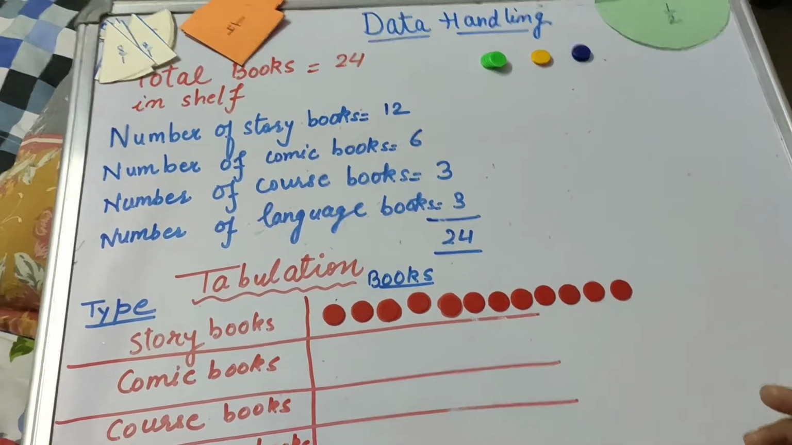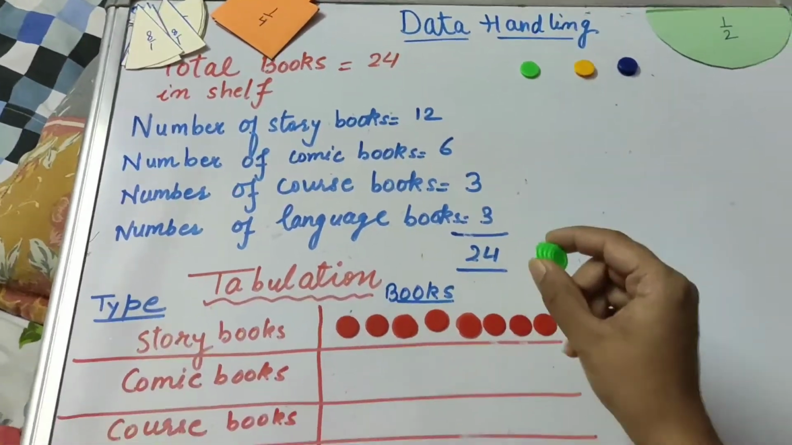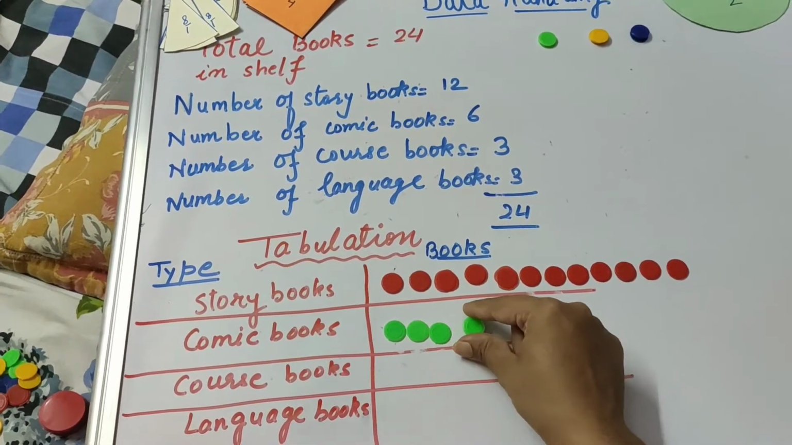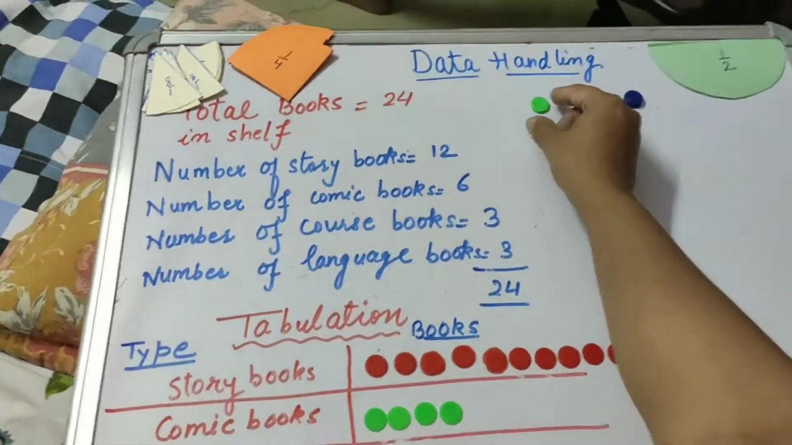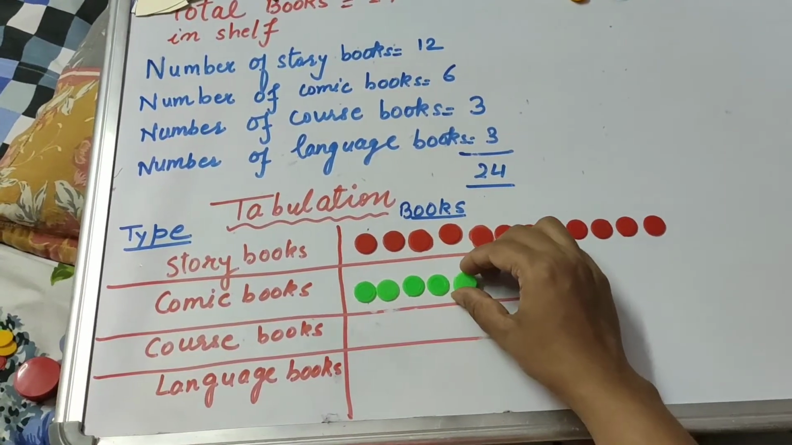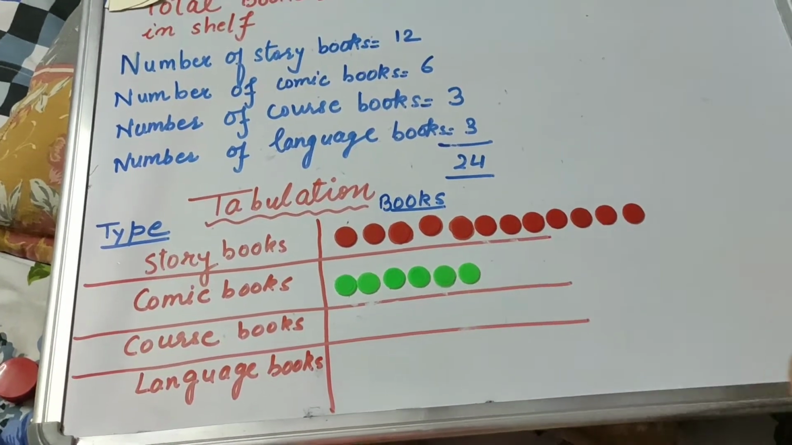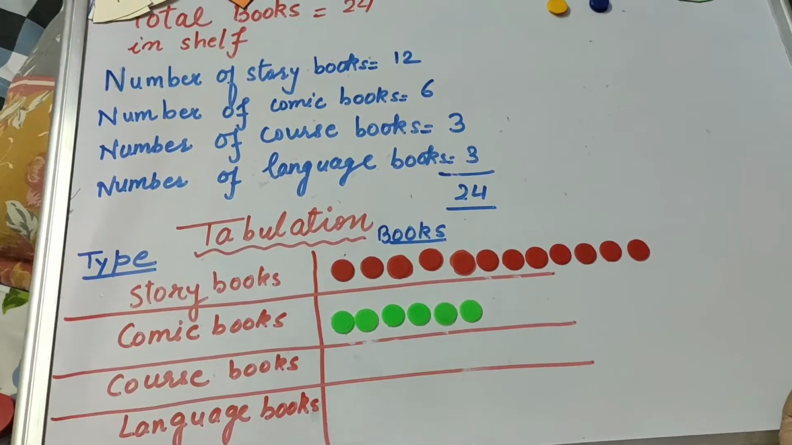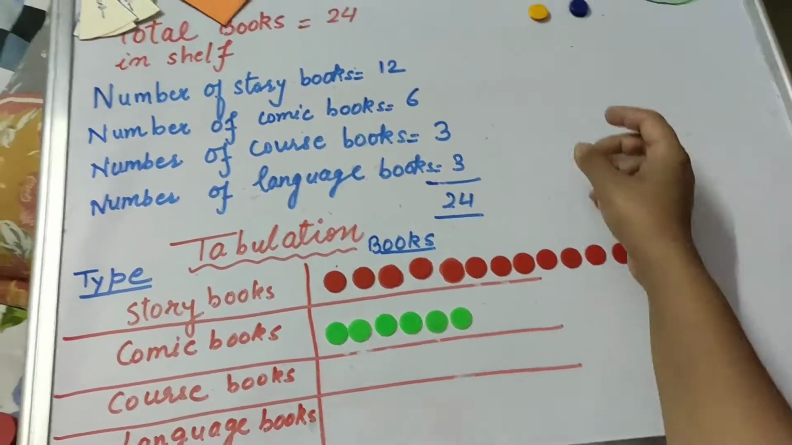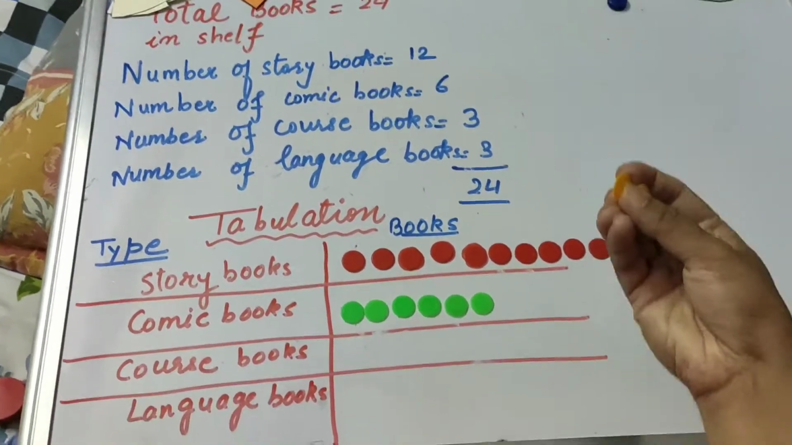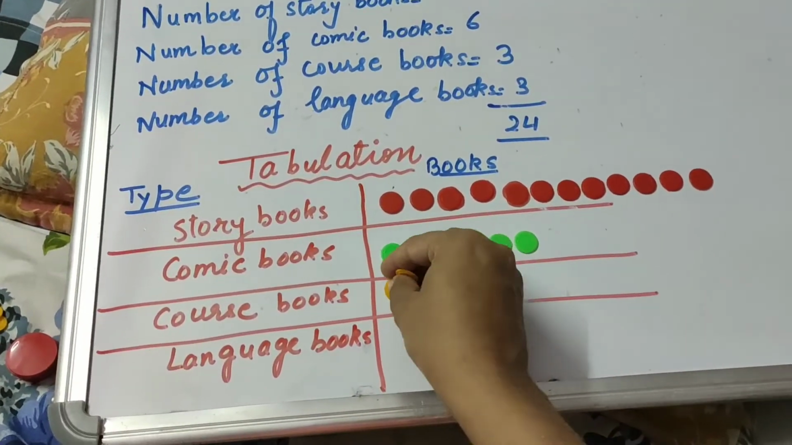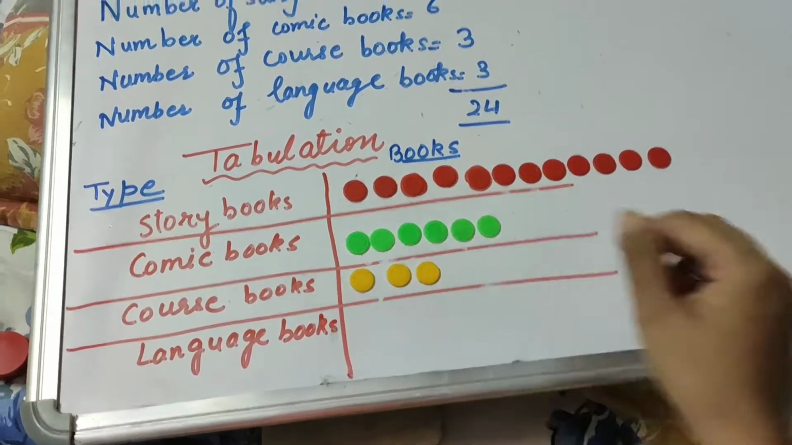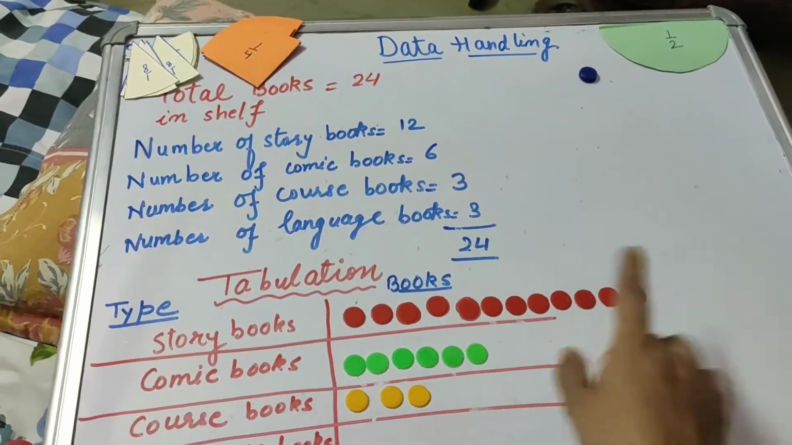Okay, then the comic books I have 6, so I'll be using the green color counter coin for comic books. So 1, 2, 3, 4, okay, then 5 and then 6. So these are my 6 green coins for representing my comic books. Okay, then I'm using another color for course books. I have 3 course books, so I'm using yellow color for putting course books. So this is 1, 2 and then 3. So these are the minimum ones, I guess, because it requires very less space considering the presentation.